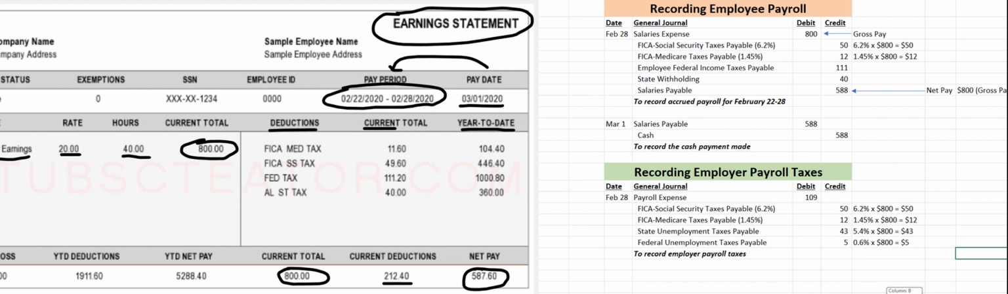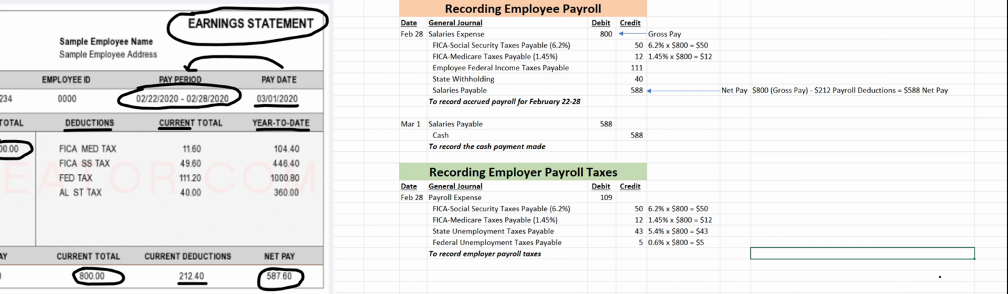So the companies have to record this in their books. They have to account for this payroll that's shown in the earnings statement. So, recording employee payroll. What the company has to do as of February 28th, because we see here the pay period is from the 22nd of February to the 28th of February, is accrue the expense in their books. And you notice that when you accrue for something, cash is not being exchanged.